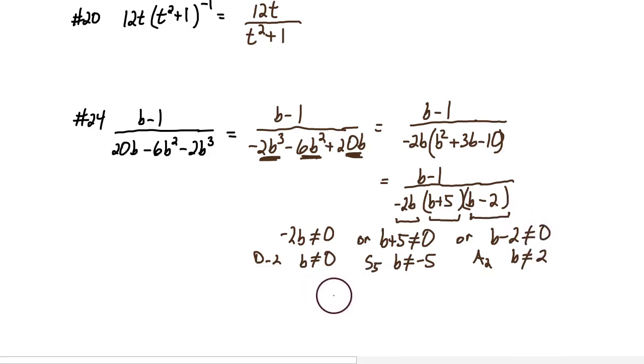We have 3 restricted values. You can't have 0, you can't have negative 5, and you can't have 2 for the letter b. Because if you did and you plugged them into this original problem, it would make the denominator turn out to be 0.